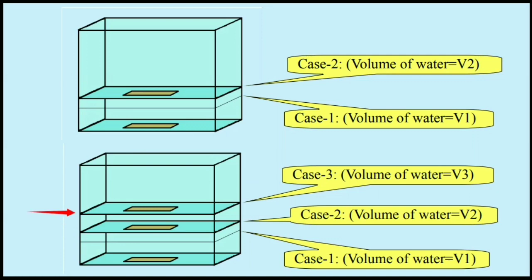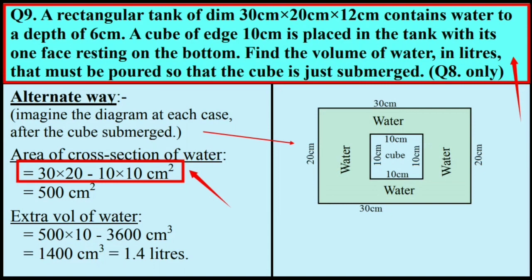Case 3. When extra water is added to just submerge the cube, the height of water in the container is 10 centimeter, because the height of the cube is 10 centimeter. So the extra amount of water required is V3 minus V2, where in case of V3 and V2 the area of cross section of water is uniform. Let's start the solution for this question.